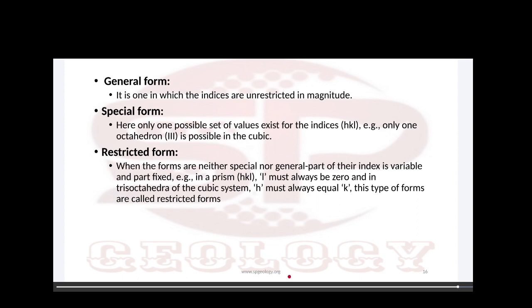Then comes to general form, special form, and restricted form. So these are on the basis of indices. If the indices are unrestricted in magnitude, that means the indices can be variable. So suppose we write down a symbol of a form, you can write down 1 0 1 or anything. Any can be a symbol. So that means the H, K, and L places are variable. So that's why if it is variable, then the form is called a general form.